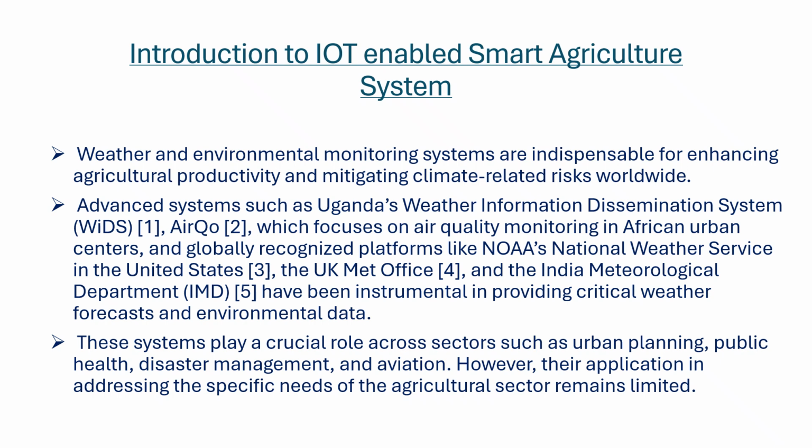Coming back to today's topic, that is Introduction to IoT enabled smart agriculture system. As we know, weather and environmental monitoring systems are very important for improving crop productivity and to reduce the climate related risks. We have advanced systems to monitor air quality, such as WIDS system in Uganda, AirQo, NOAA in US, and IMD in India, that is Indian Meteorological Department.